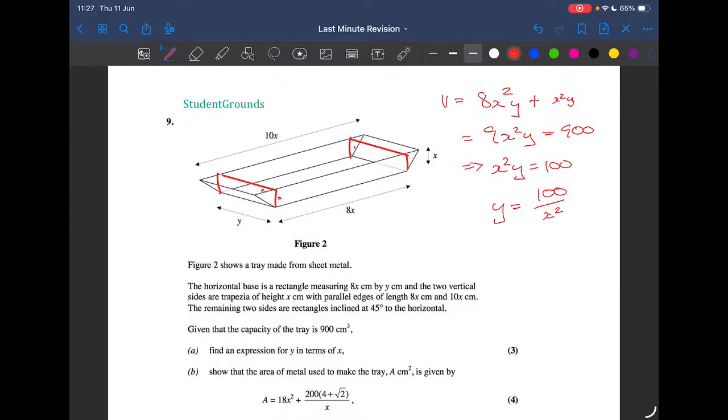Find the area used to make the metal tray. Well, it's got no top, is it now? Nothing on the top, it's just open. So what shapes have we got? I've got my big rectangle on the bottom, 8x times y.